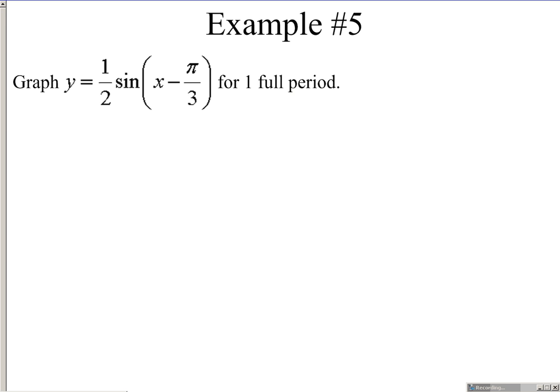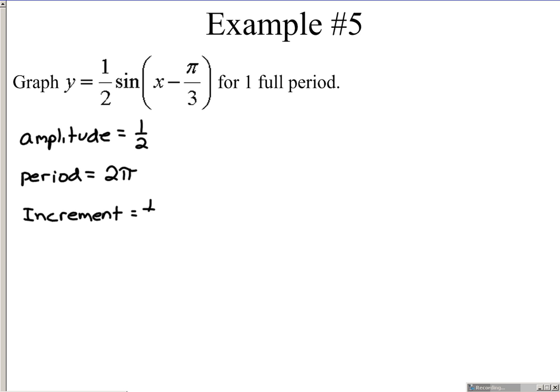Okay, our first graph here, y equals 1/2 sine of x minus pi over 3. So now we're going to identify all 5 things and then graph the function. Amplitude is 1/2. Period, 2 pi over the lead coefficient on x. 2 pi over 1 is just 2 pi. Increment, 1/4 of the period, pi over 2.